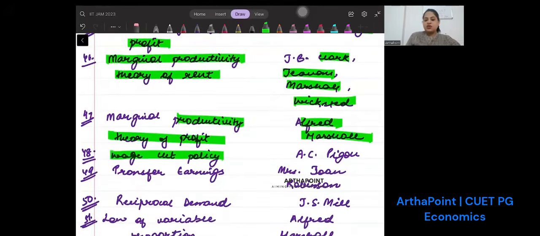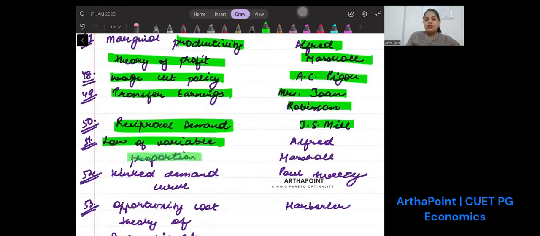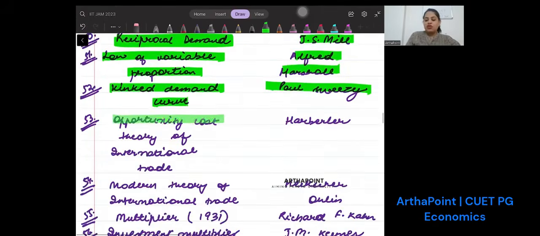Wage cut policy was given by A.C. Pigou. Transfer earnings was suggested by Mrs. Joan Robinson. Theory of reciprocal demand was given by J.S. Mill. Law of variable proportion was given by Alfred Marshall. Kinked demand curve was given by Paul Sweezy. Opportunity cost theory of international trade was given by Haberler.